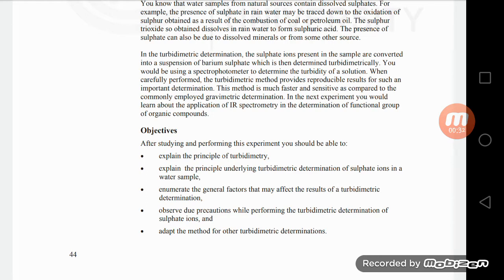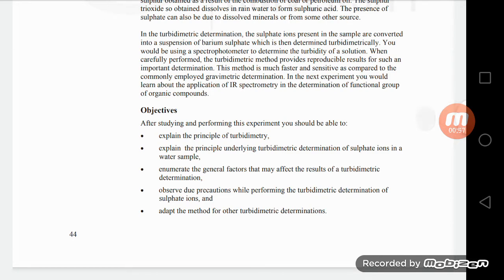You would be using a spectrophotometer to determine the turbidity of a solution. When carefully performed, the turbidimetric method provides reproducible results for such an important determination. This method is much faster and more sensitive as compared to the commonly employed gravimetric determination.